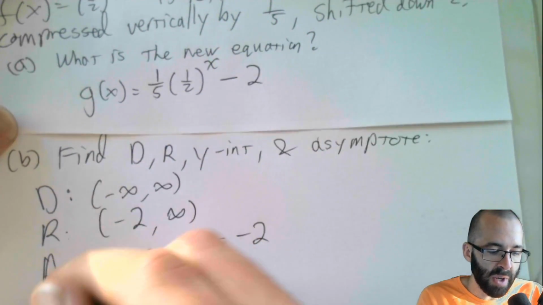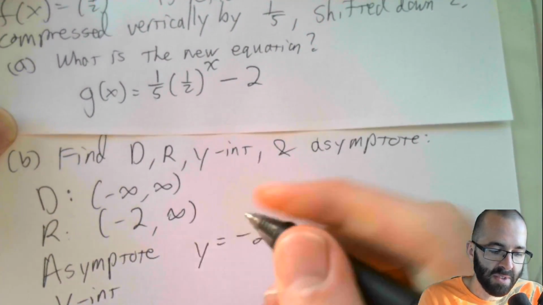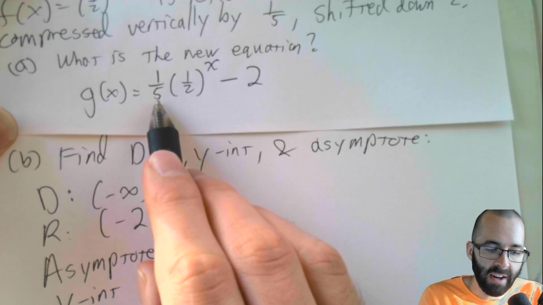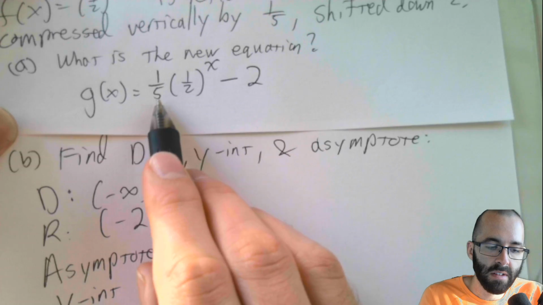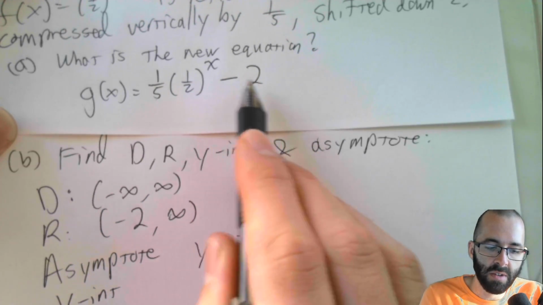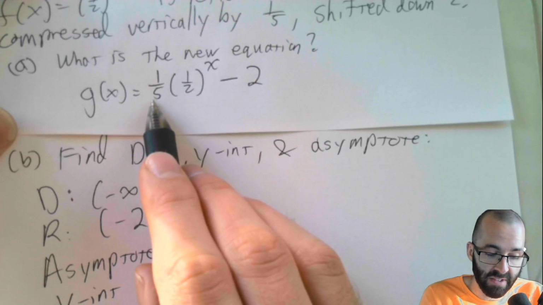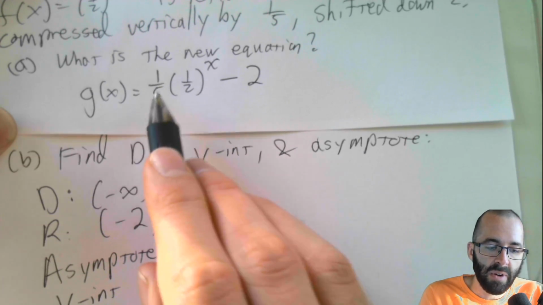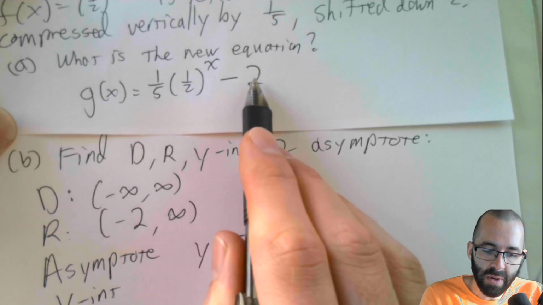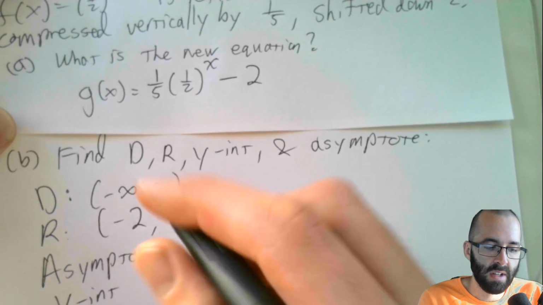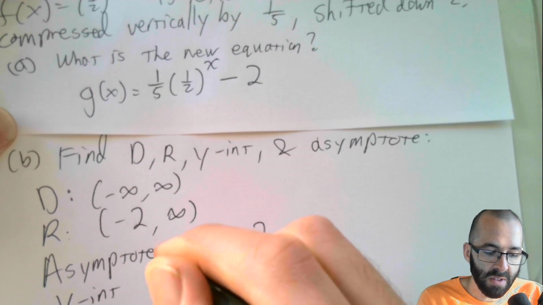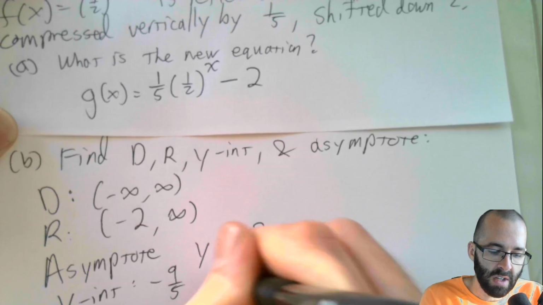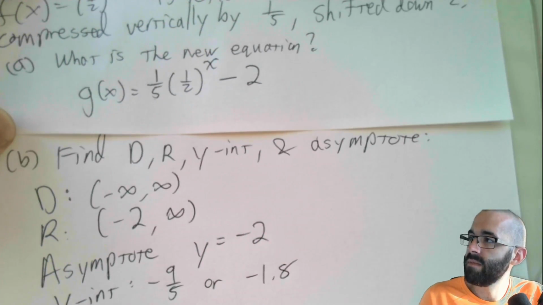And again, we're asked the y-intercept. Normally the y-intercept is that a value right here. The a value is 1/5, and 1/2 is the decay rate. 1/5 is our normal starting point, but we're getting moved down 2. That'll be 1/5 minus 2, all right, that's going to be -9/5 or -1.8.